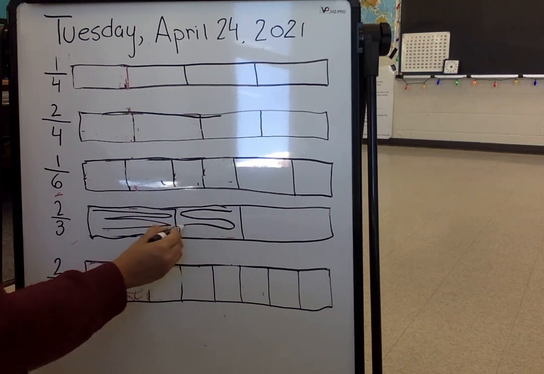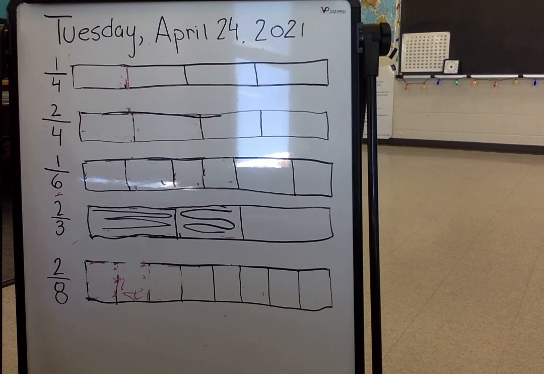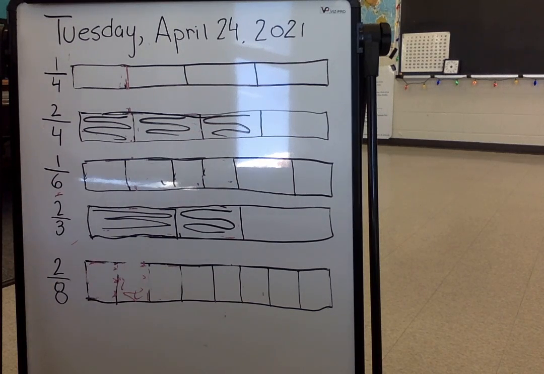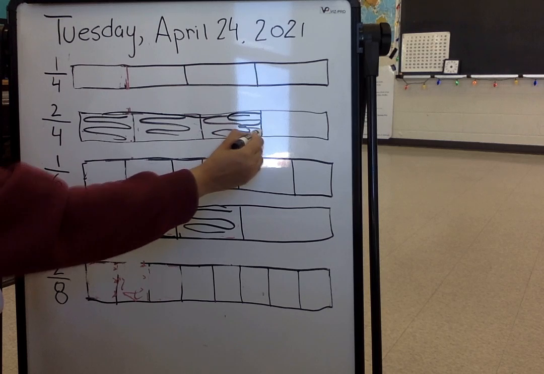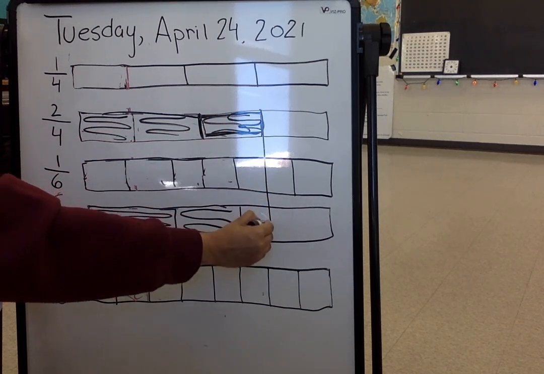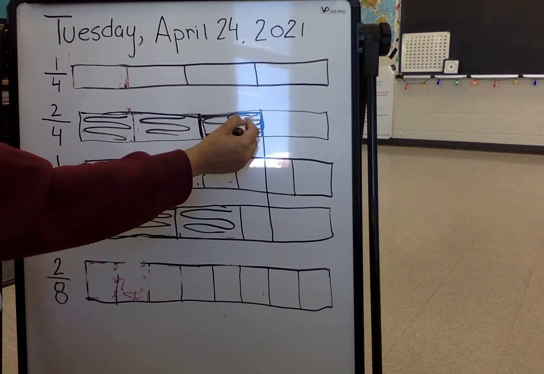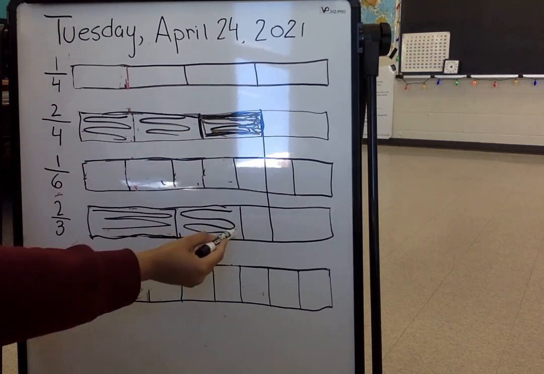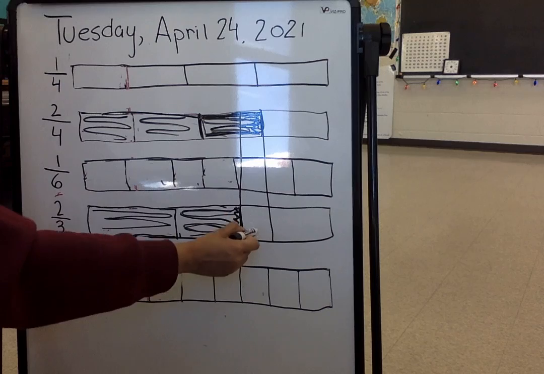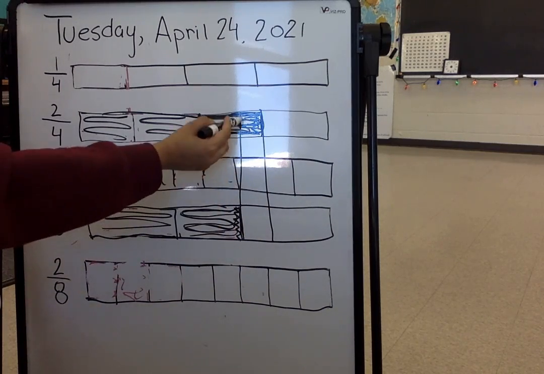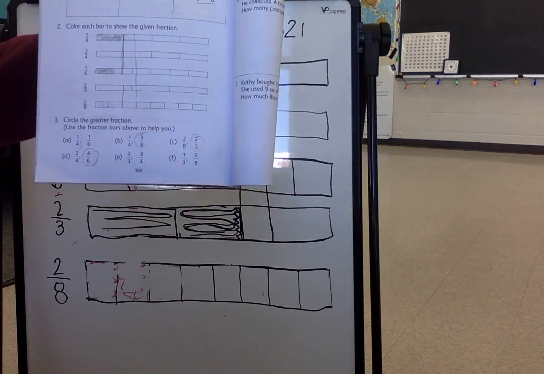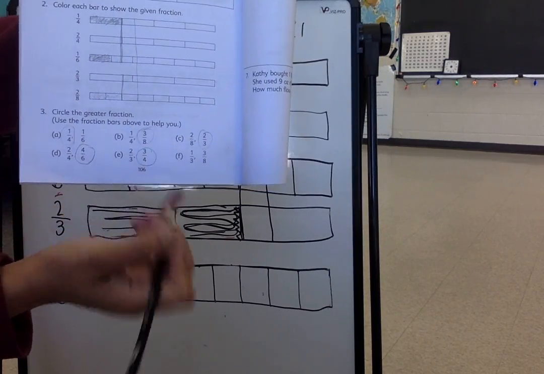So 1 and 2. And then we have 3 over 4. So 1, 2, and 3. So you tell me which one is bigger? Okay, so 3 over 4 would be bigger because it's colored all the way to here. It's shaded all the way to here, whereas 2 over 3 is shaded only all the way to here. Do you see this much difference? So that's the difference. That means 3 over 4 is the bigger fraction. So you're going to circle 3 over 4.